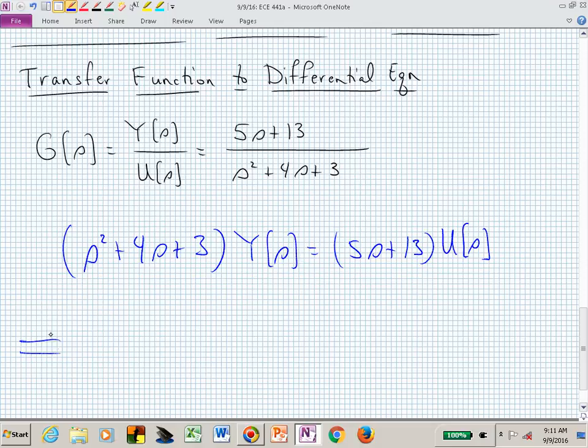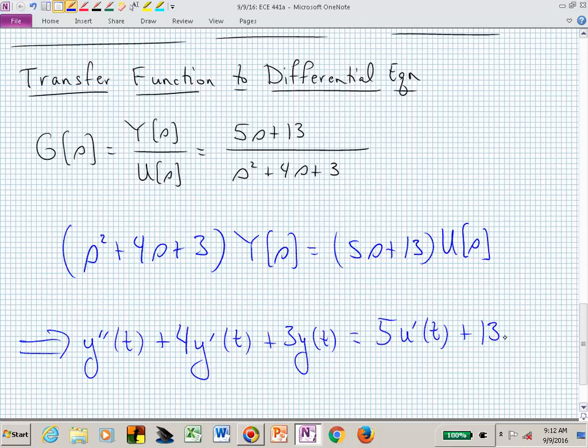Meaning this frequency domain blue equation now becomes, in the time domain, y double prime plus 4y prime plus 3y, and on the right we have the input and its scaled derivatives, or 5u prime of t plus 13u of t.